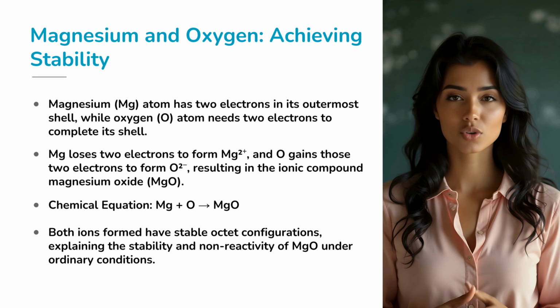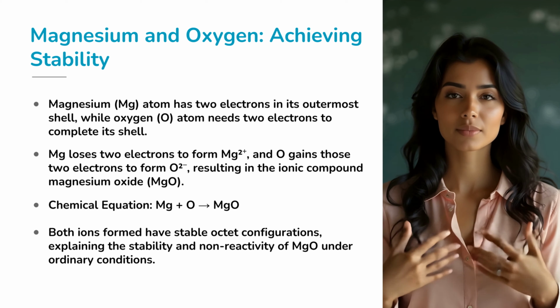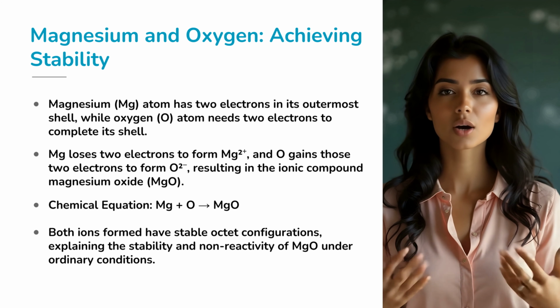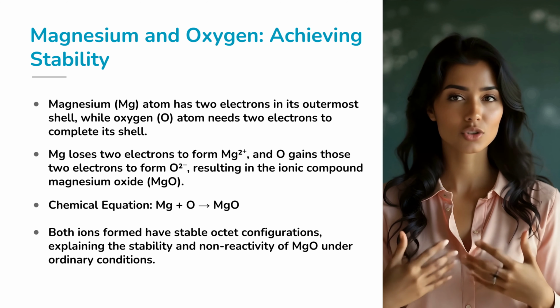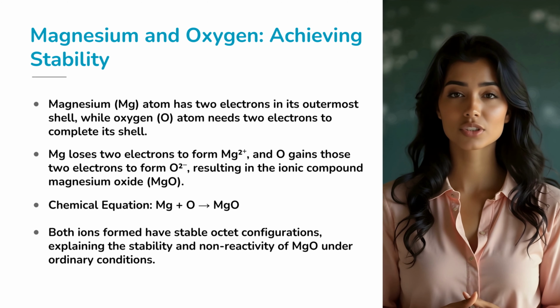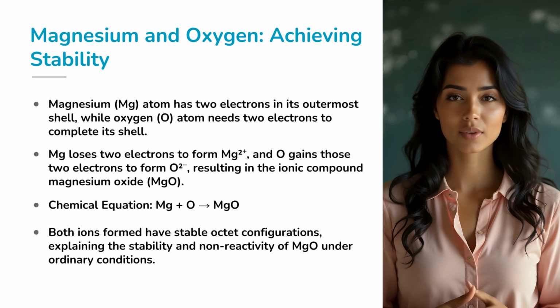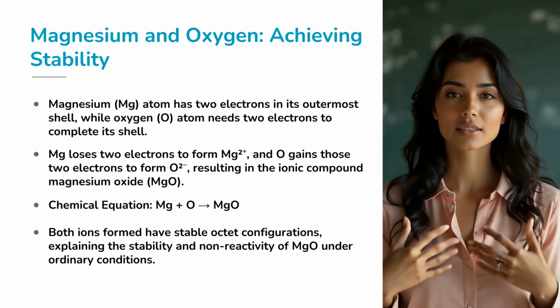Now let's explore another ionic compound, magnesium oxide. Magnesium, or Mg, has 2 electrons in its outermost shell. Oxygen, or O, needs 2 electrons to complete its octet. Magnesium loses 2 electrons, becoming Mg2+. Oxygen gains those 2 electrons, becoming O2-.